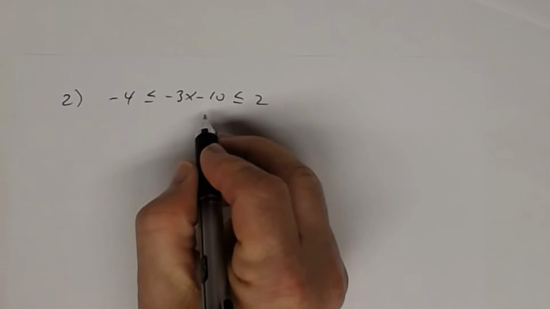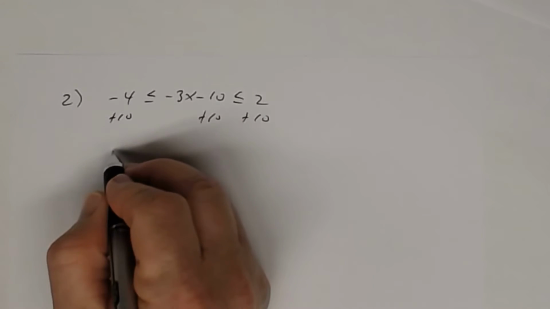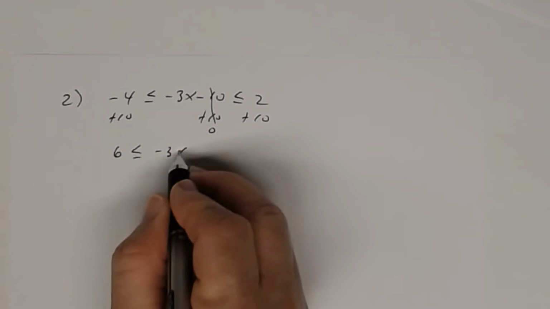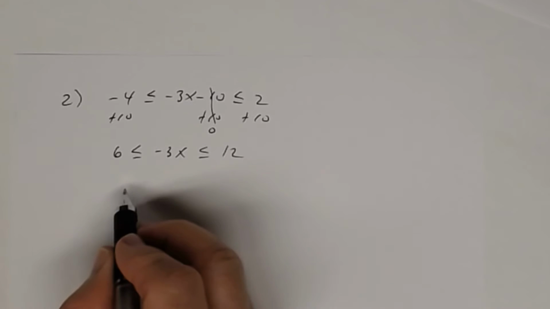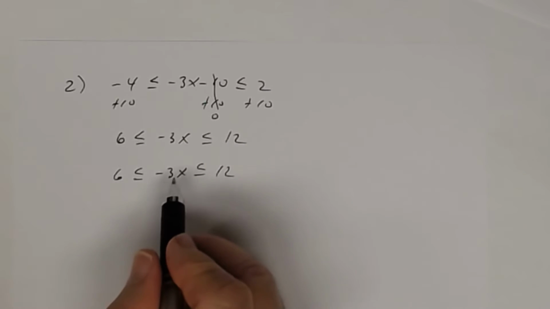All right, so I'm going to add 10 to all parts. Negative 4 plus 10 is 6. It's less than or equal to, this is 0. Negative 3x is less than or equal to 12. I'm going to go ahead and rewrite this over. All right, now I have to get x in the middle.